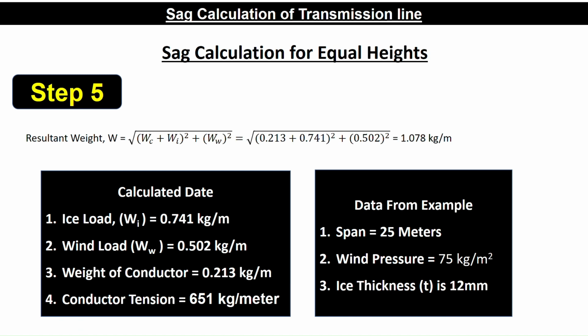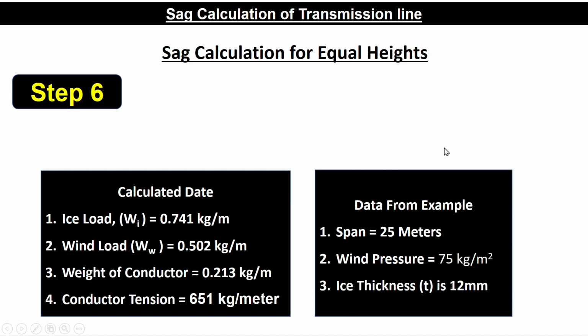Resultant weight is equal to the square root of (WC plus WI) square plus WW square, which is 0.213, that is the weight of conductor, plus 0.741, that is the weight of ice loading, plus WW, that is the wind load, 0.502 kgs. Putting these values in this equation, it becomes 1.078 kgs per meter.